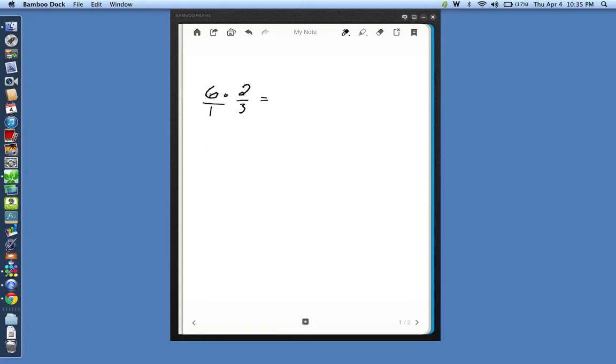So then we're going to multiply our numerators together. 6 times 2 is 12. And then our denominators, multiply that together. 1 times 3 is 3.